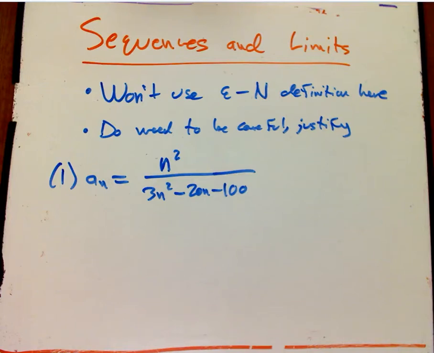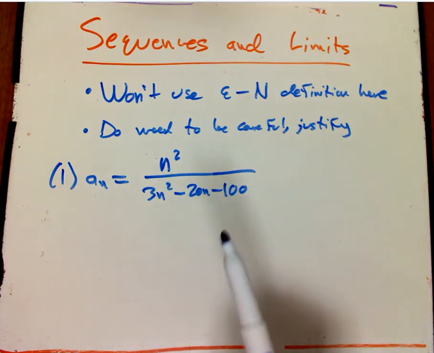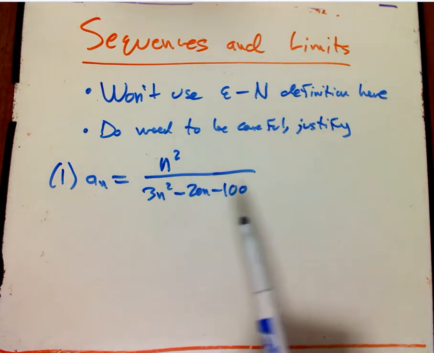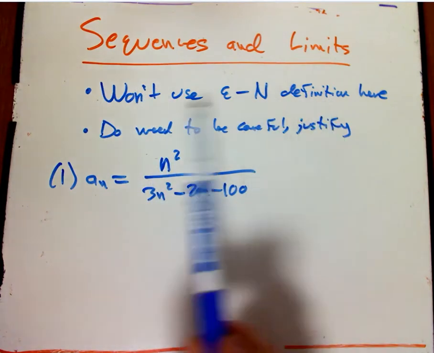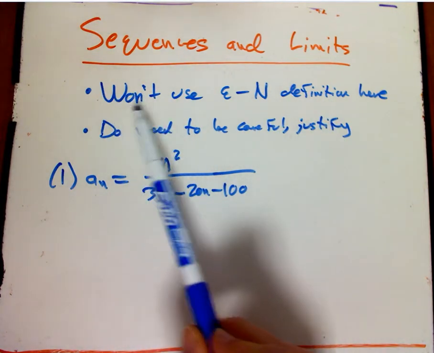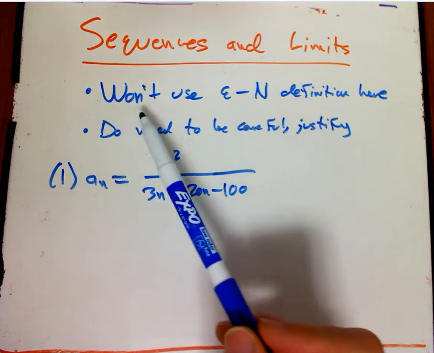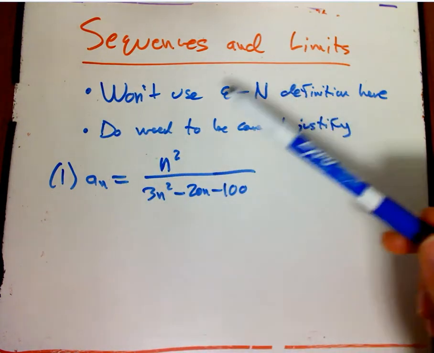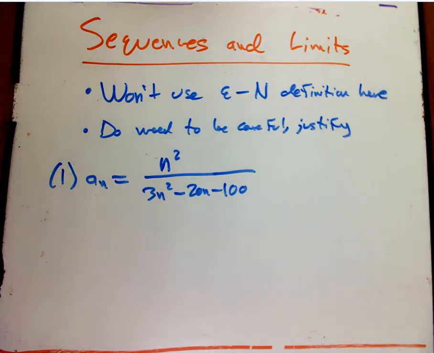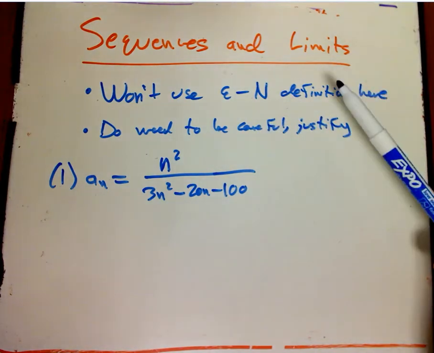Here I'm going to do examples of looking at sequences and limits, looking at a sequence and seeing if it converges, if it does have a limit as n goes to infinity. One thing I won't use in Stewart's book, in the main section on sequences, he brings in the official careful definition with epsilon and N.